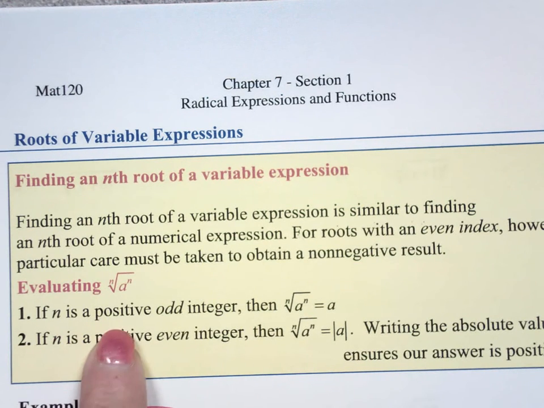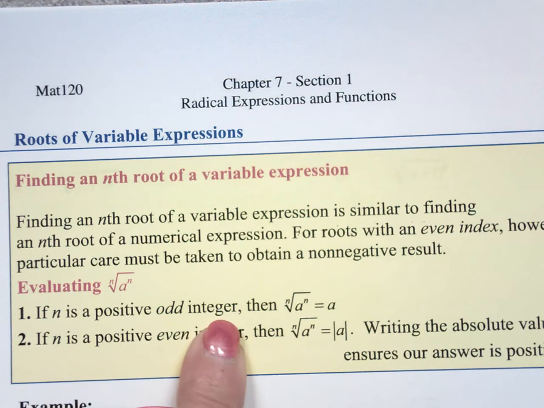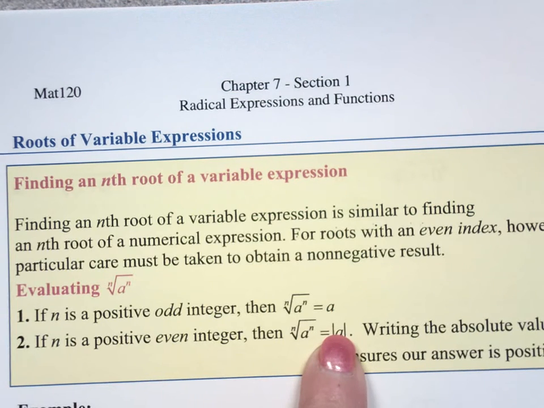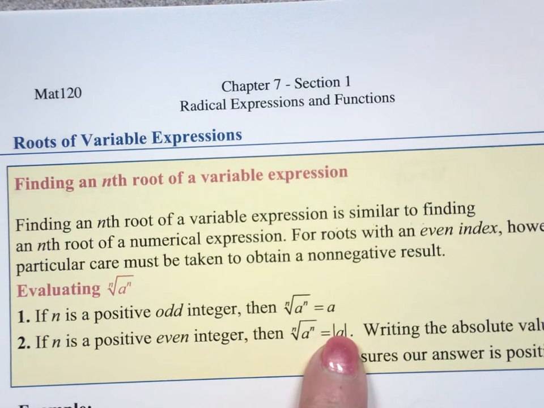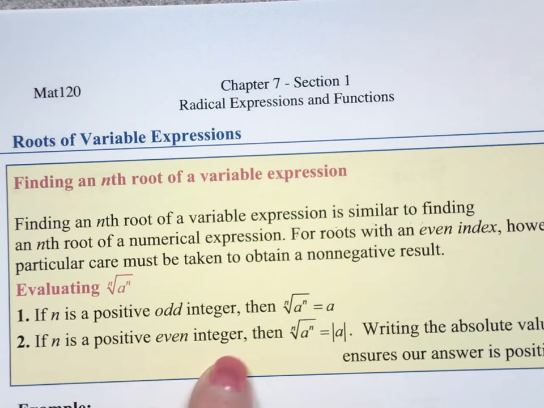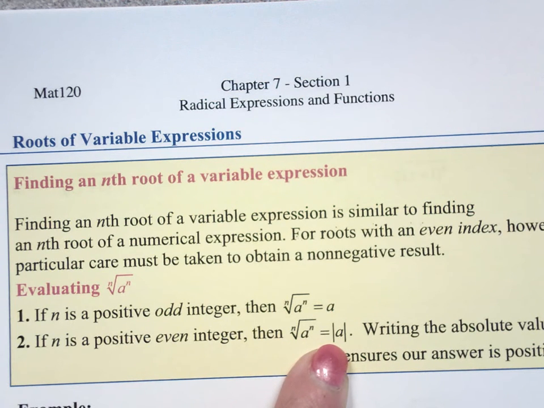If n is a positive odd integer, then the nth root of a to the n is just a. And that says if you've got an odd index, you don't have to worry, you can have negative answers, no problem. If n is a positive even integer, then the nth root of a to the n is the absolute value of a.